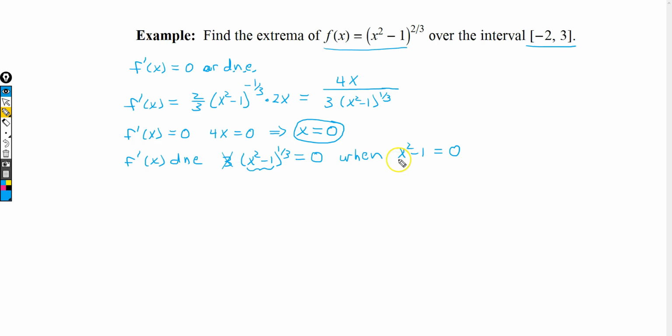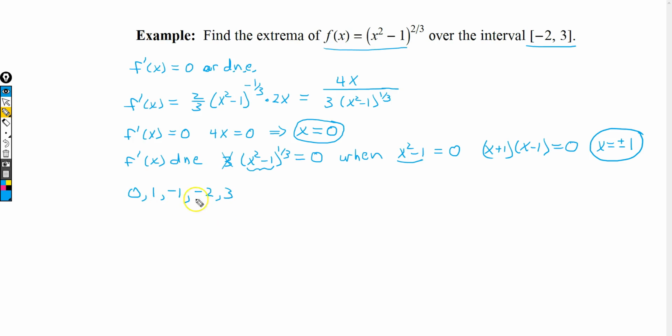And of course this term right here factors as x plus 1 times x minus 1 equaling 0, and this is equal to 0 when x equals plus or minus 1. And there we go. That's where our derivative does not exist. Now we have our list, and we have to throw the endpoints in. So our list so far is 0, 1, -1, and then we need to throw the endpoints in, -2 and 3.